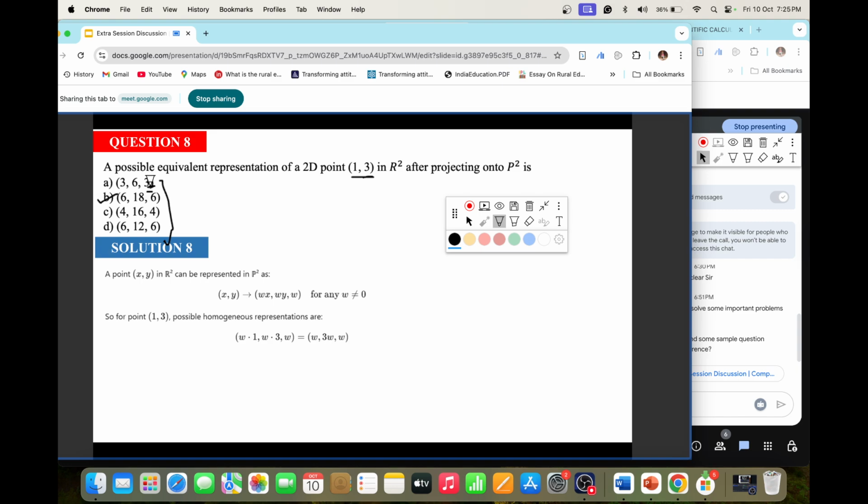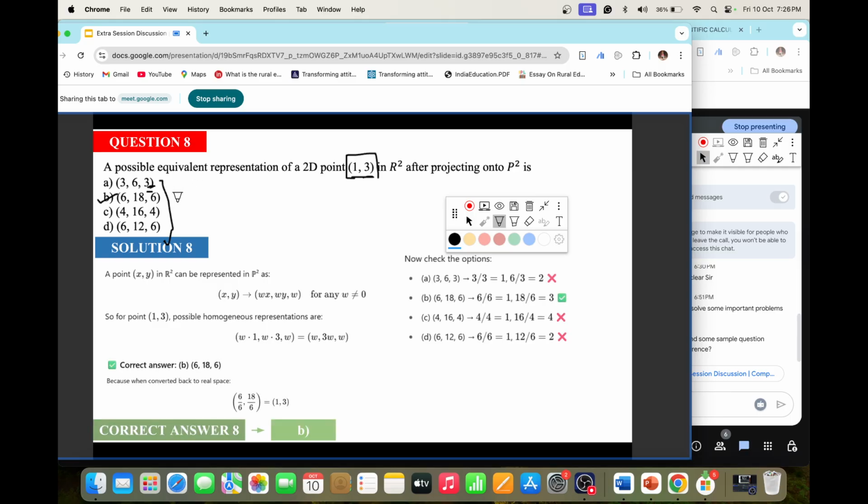Because in homogeneous or projective space, if we have a 3D value, then we will have 4 dimensions. So the last dimension is nothing but the scaling value. Just divide the scaling value with your x, y, or x, y, z value to get the points in your real space. Okay, so just do this. So option B will be your answer.